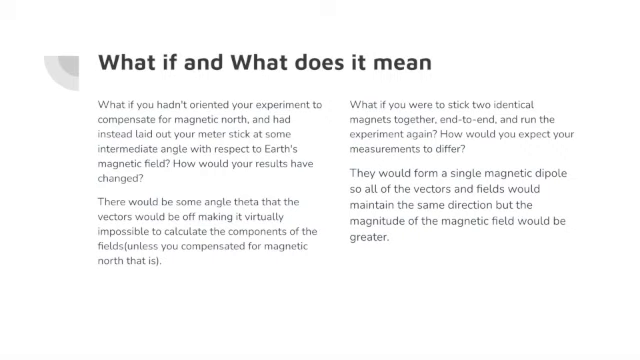And if you were to stick two identical magnets together end to end and run the experiment again, how would you expect your measurements to differ? They would form a single magnetic dipole, so all the vectors and fields would maintain the same direction, but the magnetic field would have a larger magnitude.